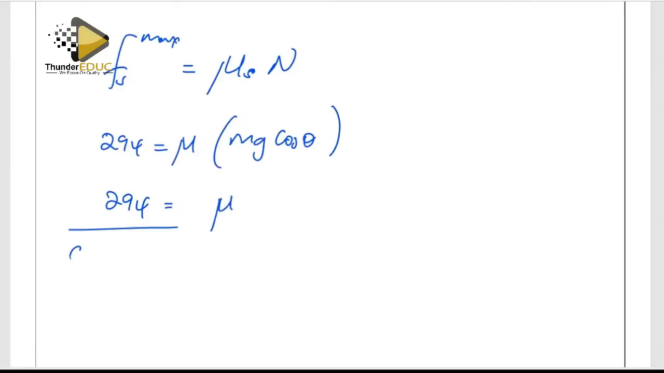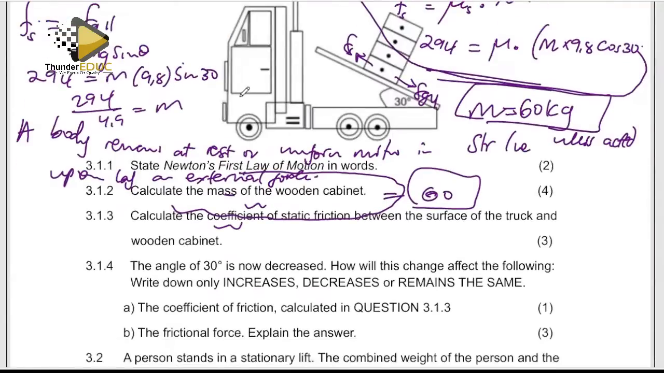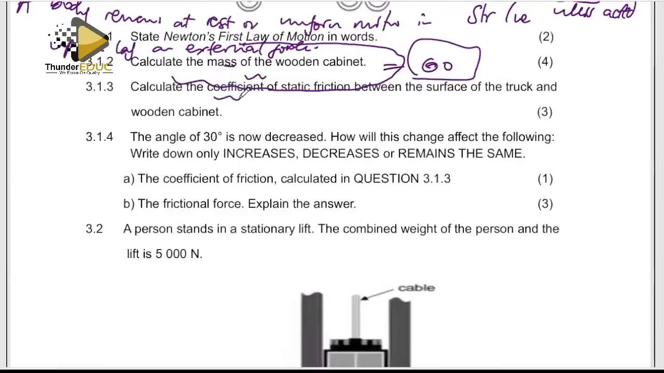The mass, we got 60, 9.8, and then the cos of 30. So the mu that I'm getting, rounded to 2 decimals, will be 0.58. Okay, then 3.1.4, the angle of 30 is now decreased. How will this affect the following? Number one, how will it affect the coefficient of friction? So the coefficient is not affected, it remains the same.